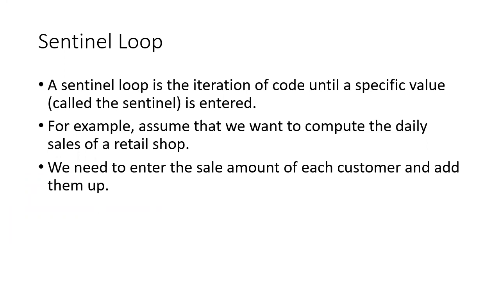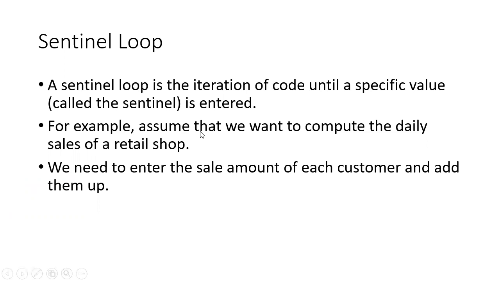Sentinel Loop. We're going to have an example of the Sentinel Loop. In the Sentinel Loop, at the start, before we do the loop, we don't know how many times we're going to do it. The loop is going to be controlled by something outside. For example, we might ask the user, do you want to continue? Yes or no. If they continue, we continue in the loop. Otherwise, we don't.